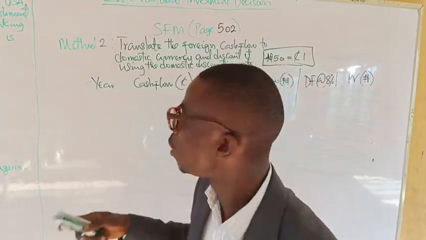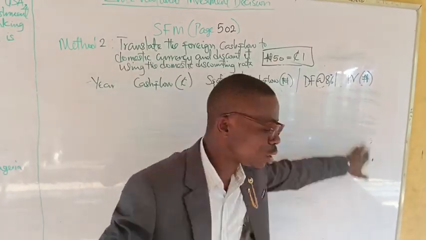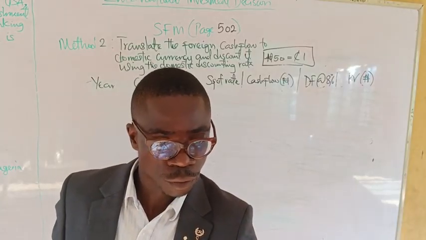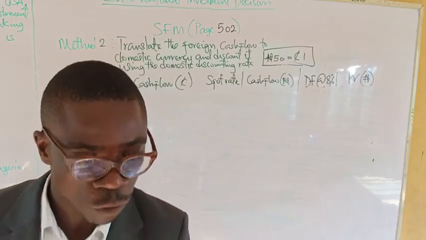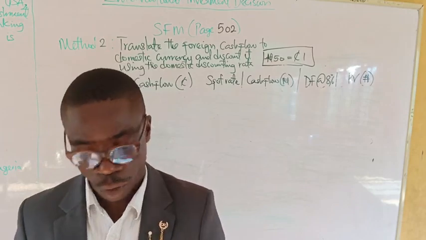So let's calculate for method 2 now. So we will not calculate for method 1 again. It's a waste of time. What's the time, sir? Okay. For method 2 now.